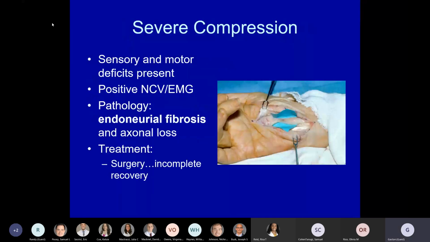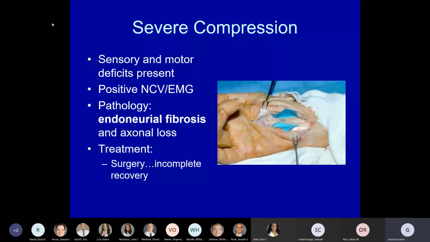Severe, you're going to have motor and sensory loss, positive nerve studies and EMG, and the buzzword pathology is endoneurial fibrosis. So again, edema, and then we're going to move to demyelination, and then endoneurial fibrosis and axonal loss. Treatment will be surgery, but the answer is going to include something about an incomplete recovery.